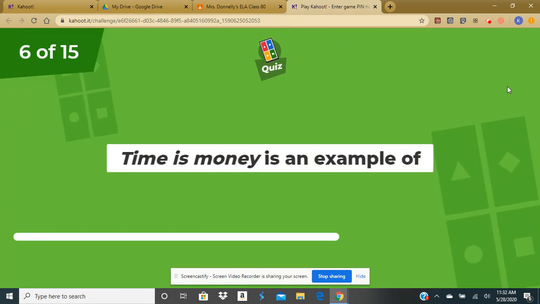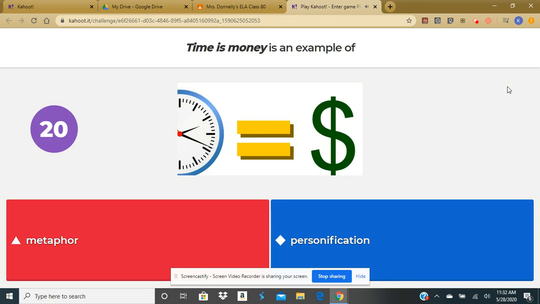Time is money is an example of. It's saying that time is money. It is comparing time to money. A metaphor compares two things, not using like or as.